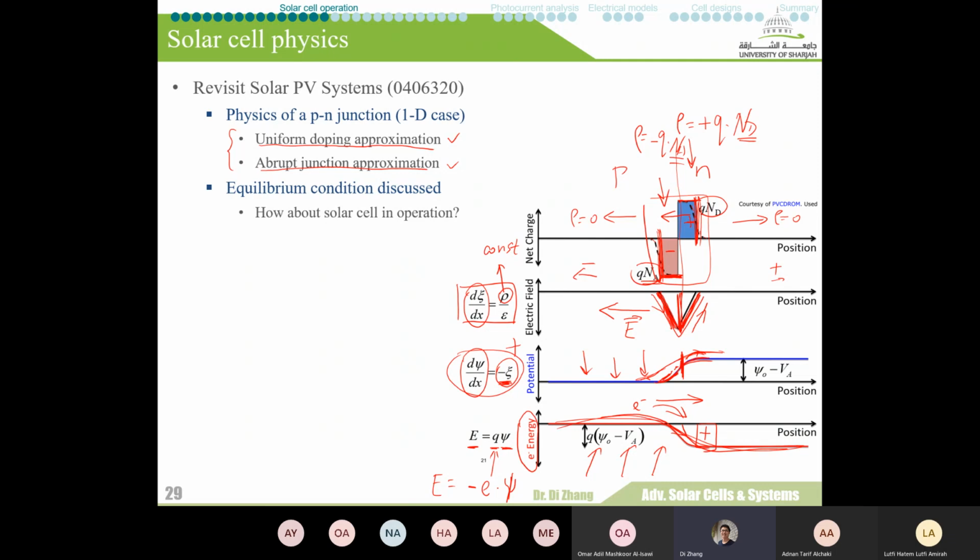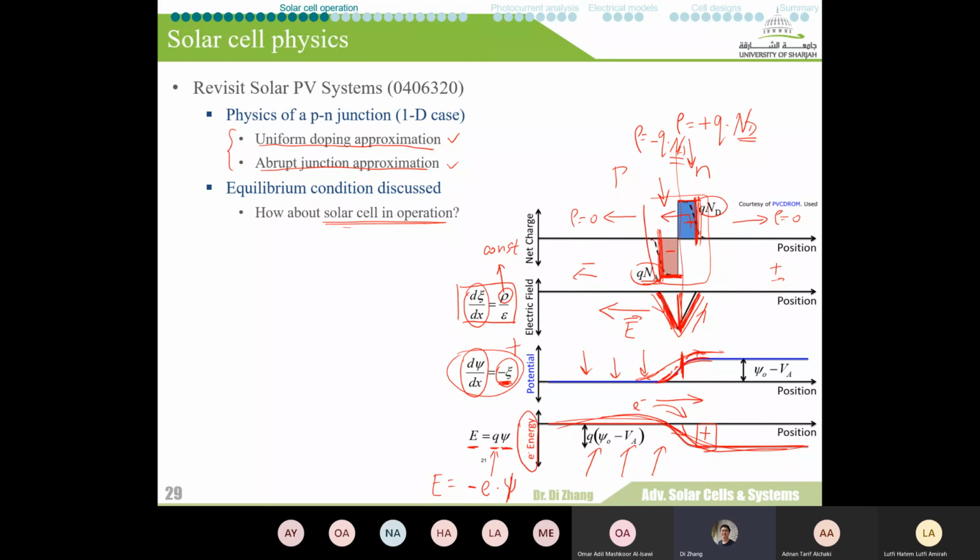Now, one thing we didn't discuss exactly in solar PV is how we go from this physical picture to an actual solar cell in operation. So what is the missing condition? How do we go from the picture we're seeing here to an actual operational solar cell? What is missing? Is there any additional condition we should add here?